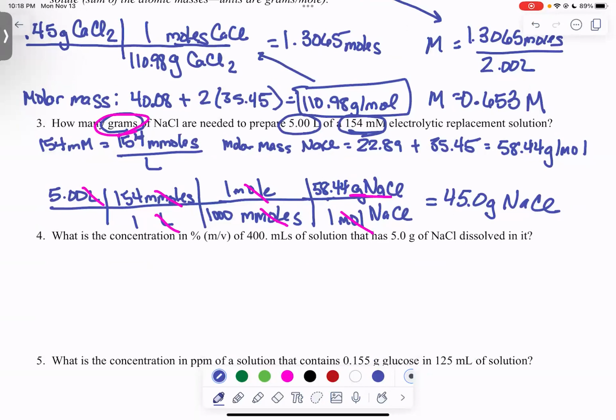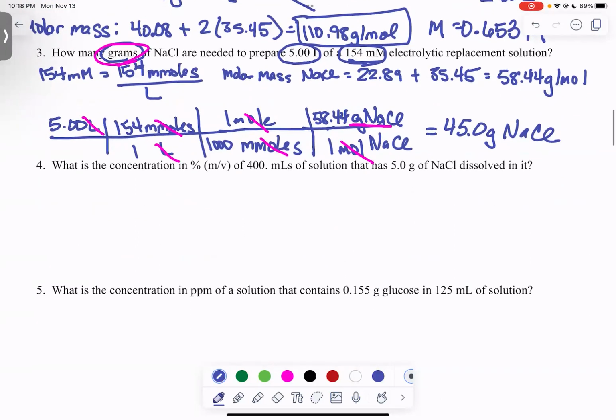What is the concentration in mass by volume of 400 milliliters of solution that has 5 grams of NaCl dissolved in it? So for this one, you just go to that best friend and you go get your percent mass by volume formula, and always, always, always write your formula. Grams of solute divided by milliliters of solution.